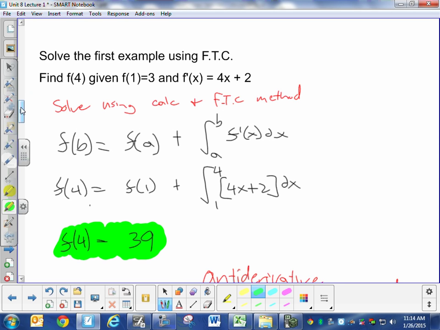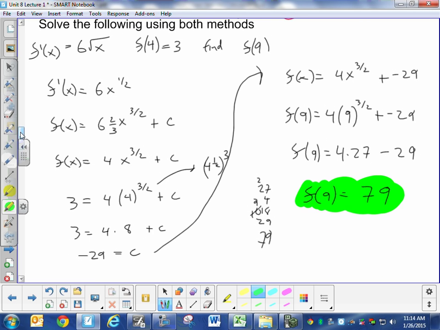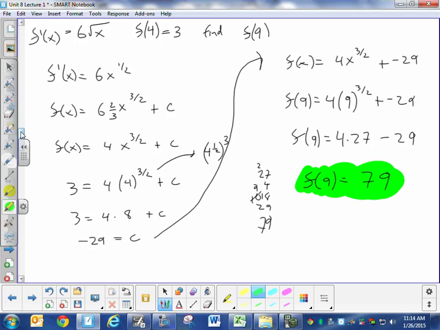All right, let's do the second example. You already did the find C method. Let's use the calculator method. This is a quick one to do. You have your calculator handy. Figure out that f of 9 has to be equal to 79 using your calculator, using the fundamental theorem of calculus application method.